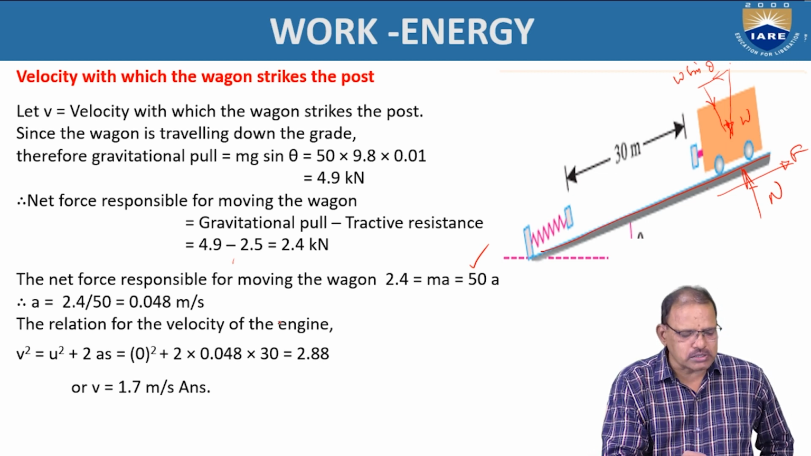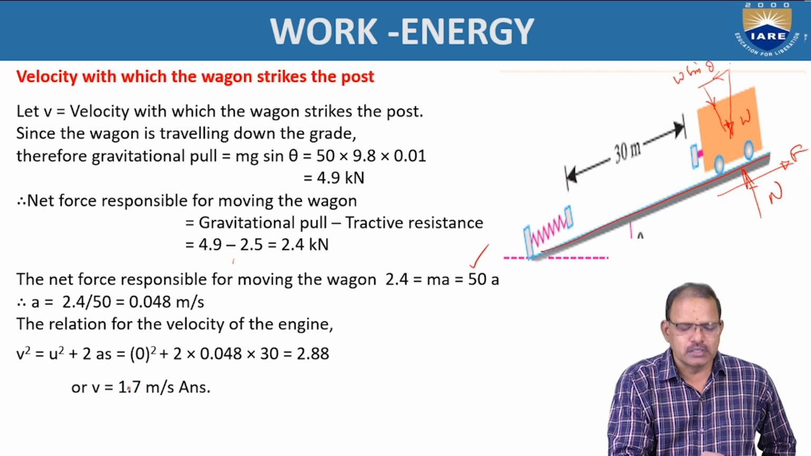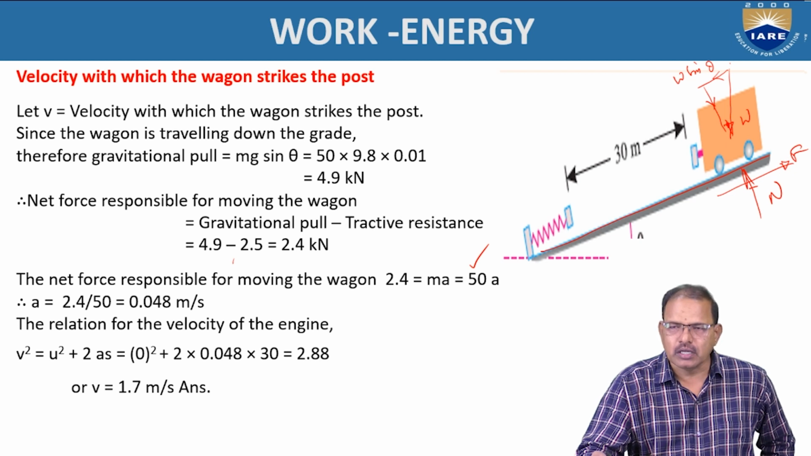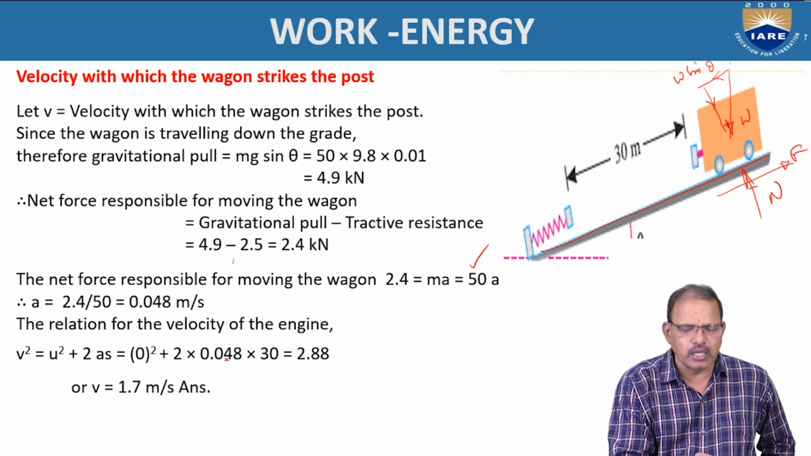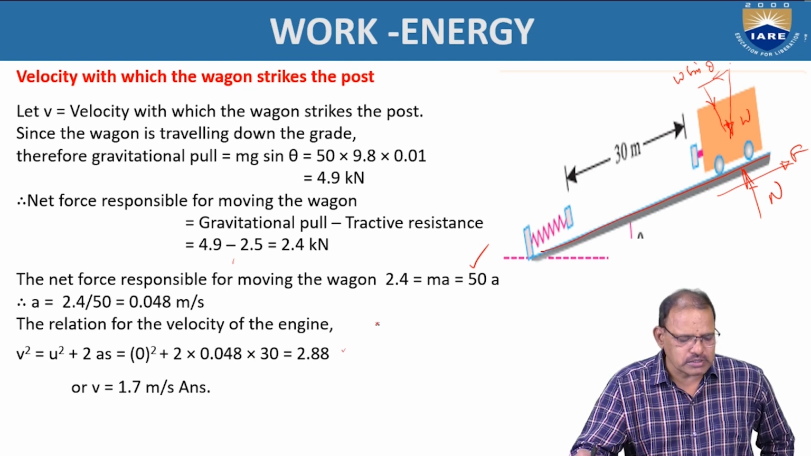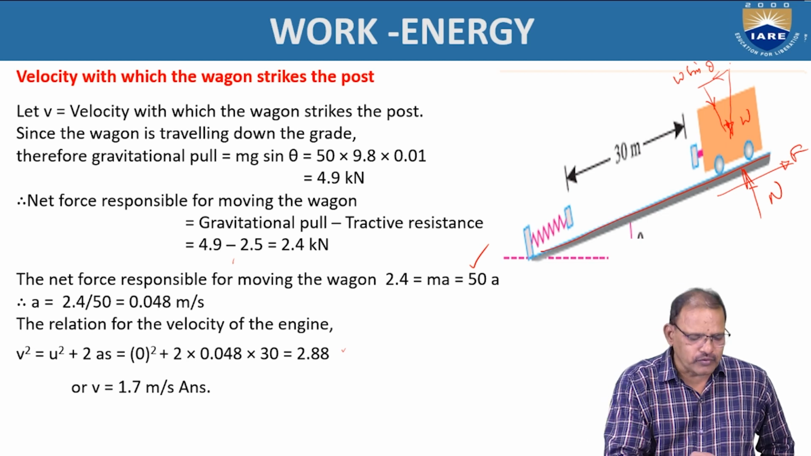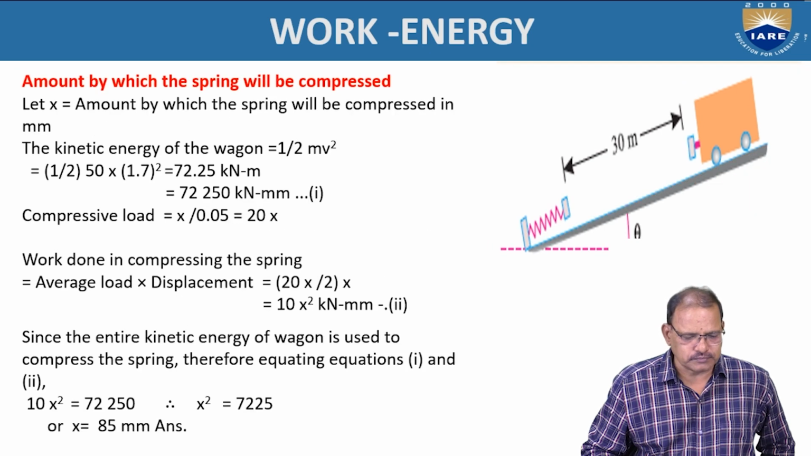By using the relation v square minus u square is equal to 2as. Since the initial velocity is equal to 0, it is coming from rest, we can treat it as 0 plus 2as: 2 into a, which is 0.048, into s, which is 30. From this relation, v square is equal to 2.88, so v is equal to 1.7 meters per second.